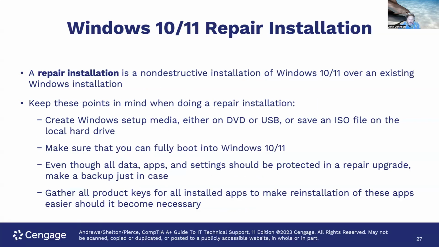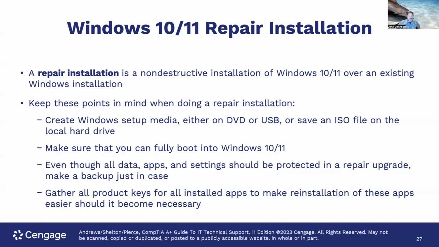So Windows 10 11 repair installation is the least intrusive. It's a non-destructive installation of Windows 10 11 over an existing installation. Some things you want to keep in mind doing a repair. You're going to create a Windows setup media either on a DVD, or, what's a DVD, right? Or USB, or you can save an ISO file on the local hard drive. And you also need to make sure that you can fully boot into Windows 10 11 to do this.